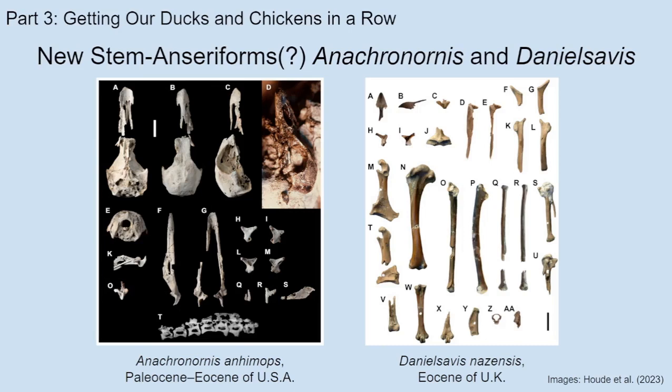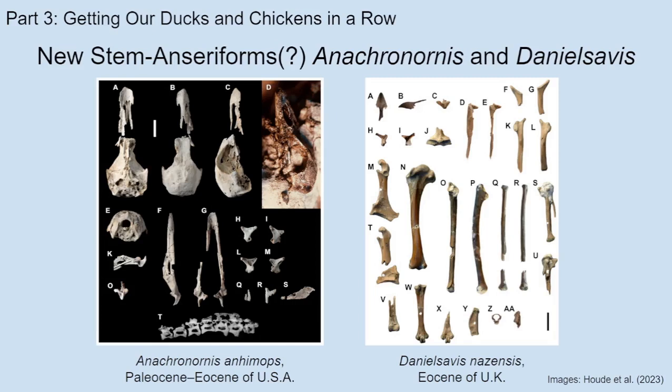In fact, they suggest that it is possible that Daniel's avis is actually more closely related to the galliforms, the chicken-like birds, instead. So it might be an early stem galliform with some, quote-unquote, anseriform-like features, or it could be an early stem anseriform with galliform-like features. It's hard to tell. But in any case, there is an open question as to what exactly Daniel's avis is.